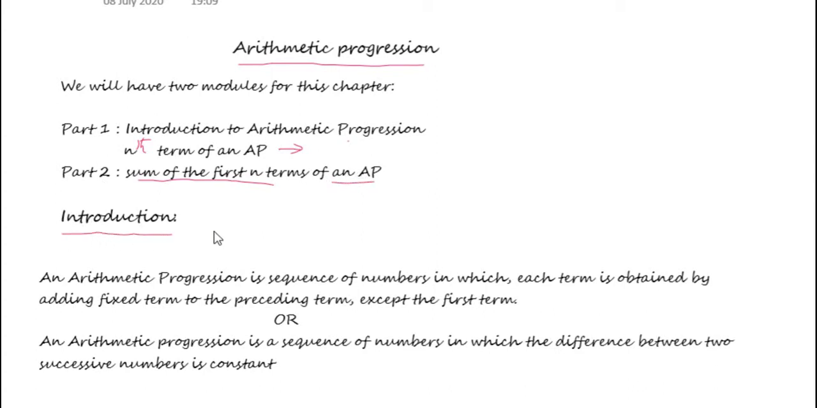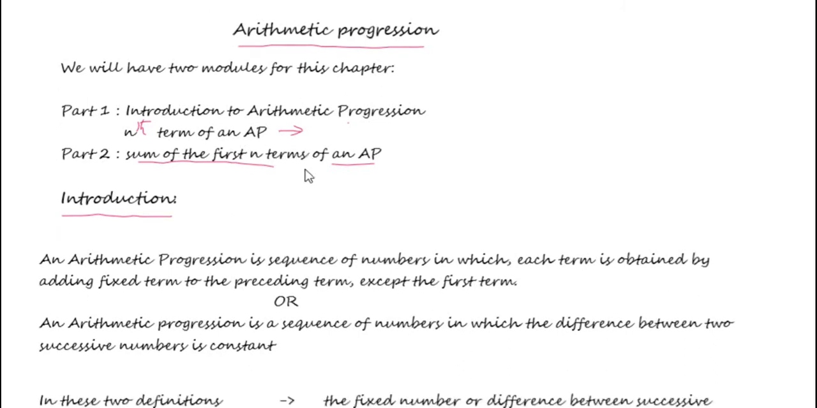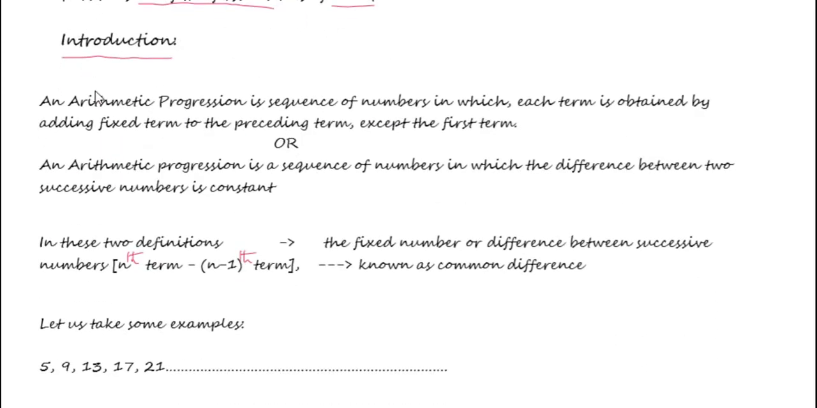Introduction to arithmetic progression. What is arithmetic progression? The definition says, arithmetic progression is the sequence of numbers in which each term is obtained by adding a fixed number to the preceding term, except the first term. First term you take as it is, add a fixed term to the first term, get the second, then add the same fixed term to the second, you'll get the third, continue like that, and that series is known as an arithmetic progression. Or you can have one more definition.